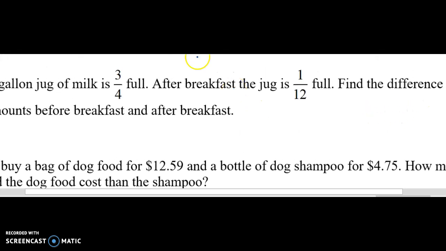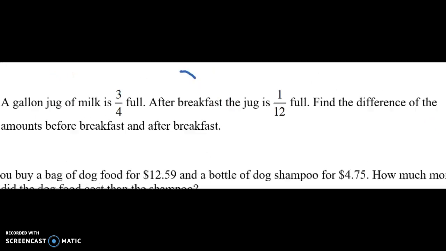All right, I'm just going to do a select number of these because there's kind of a lot left. So this says a gallon jug of milk is 3/4 full. After the breakfast, it is 1/12 full. Find the difference in the amounts before and after breakfast. So if I want to find the difference in the amount, the difference means that I need to subtract.